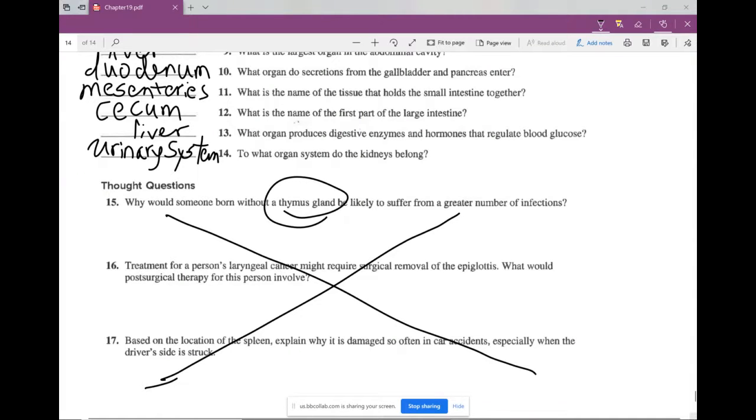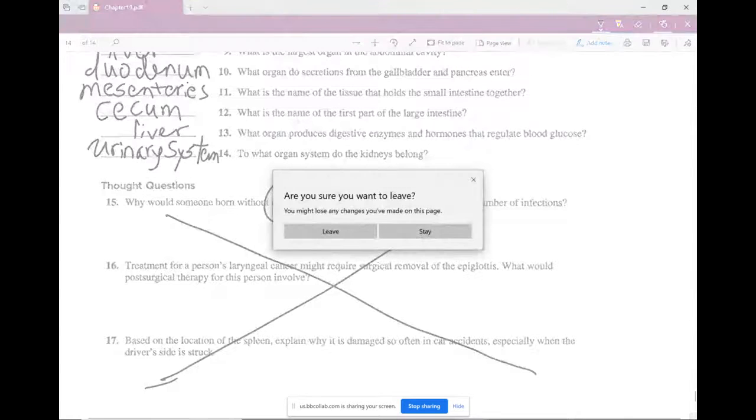Based on the location of the spleen, explain what is damaged so often in car accidents, especially when the driver's side is struck. Well, the spleen is right there along the abdominal wall, right? On the left side of your abdomen. Okay? All right then.